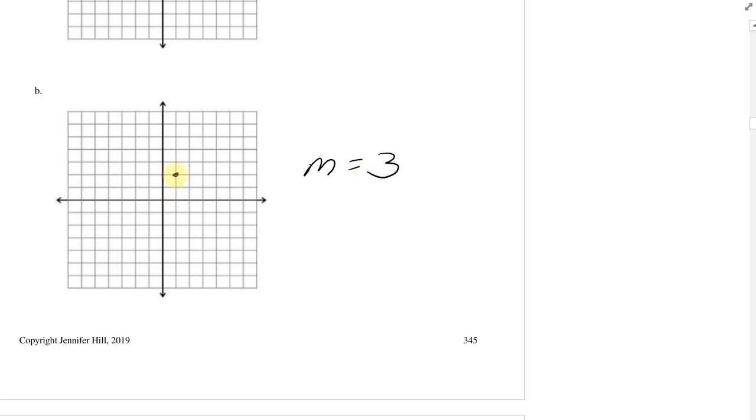Okay, so I'm starting at (1, 2) again, and now I've got this slope of 3, so I have to think about what it means to actually be 3. 3 is the same as 3 over 1, so this is kind of buried in this slope, right? That's something you have to think about when you do problems like this. So starting here at (1, 2), I'm going to go up 1, 2, 3, and over 1.